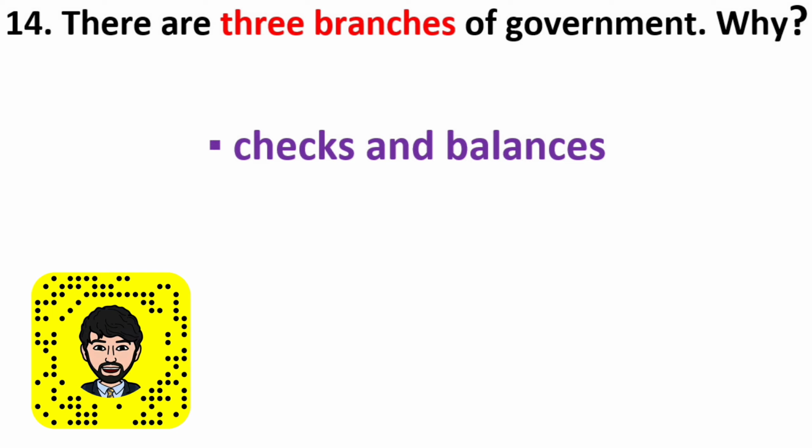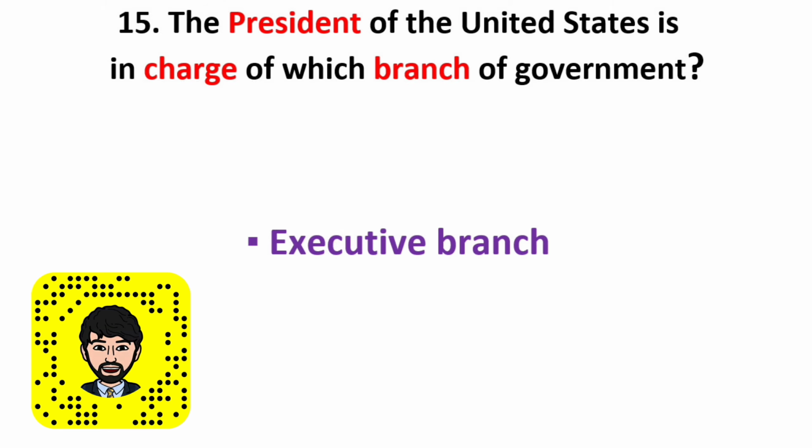There are three branches of government. Why? Checks and balances.